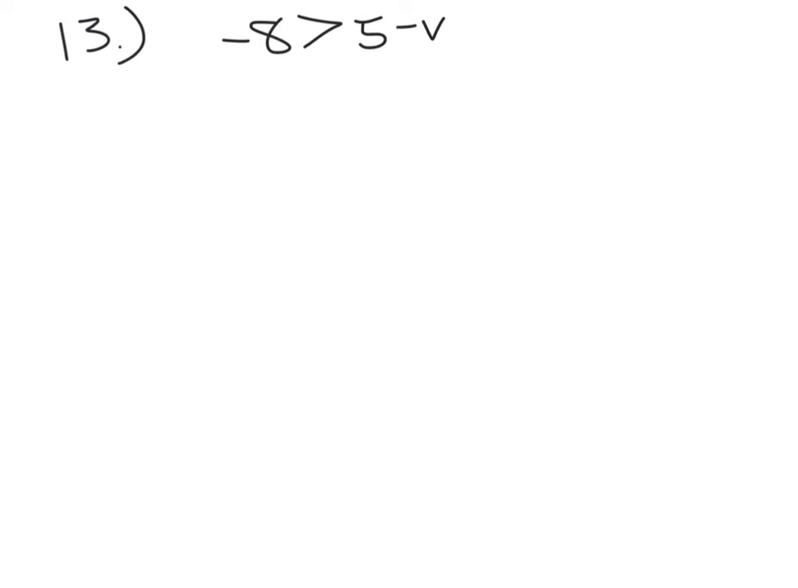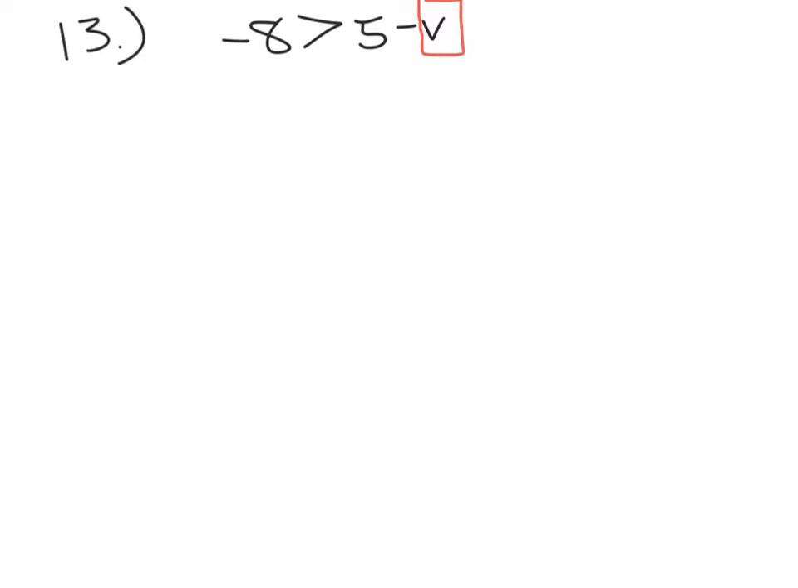Alrighty, so here's number 13 from tonight's homework. I chose this example for a couple reasons, and I hope you see why this is an easy problem to make mistakes on, and you can identify where the mistakes are that people might make. So, as with solving equations, when I solve inequalities, my goal is to get the variable by itself. So to get the variable by itself, I need to get rid of this 5.